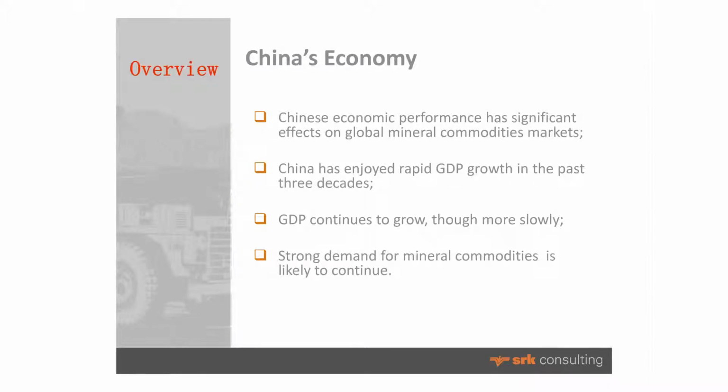Chinese economic performance has a significant impact on the global mining commodity markets. We all know that China has enjoyed rapid GDP growth in the past 3 decades. I think the GDP will continue to grow, but at a slower pace. It is predicted that moderate to strong demand for mineral commodities is likely to continue.